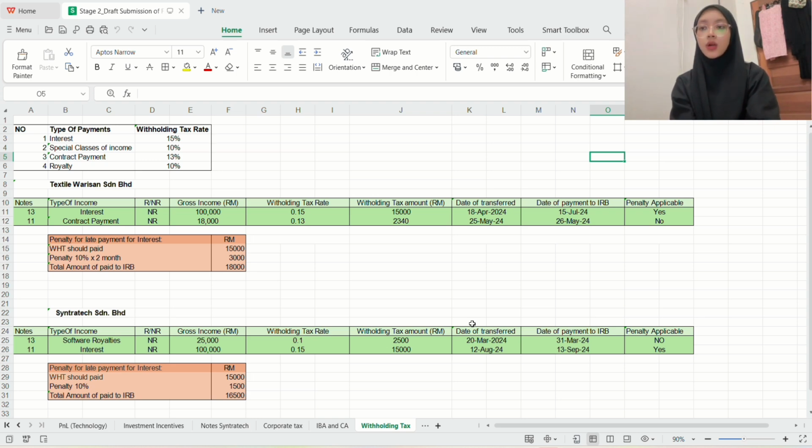In conclusion, withholding tax compliance is essential for business operating in Malaysia. By applying the correct tax rate and ensuring timely payments, companies like Textile Warisan Sendirian Berhad and Sintra Tax Sendirian Berhad can avoid penalties while maintaining financial efficiency.